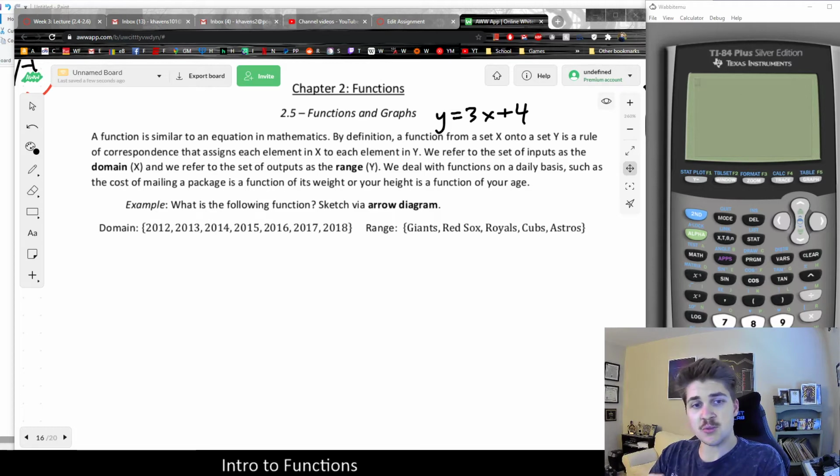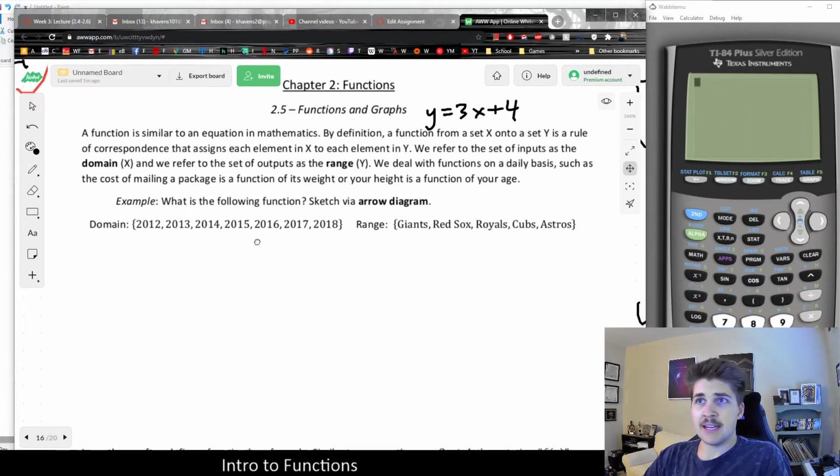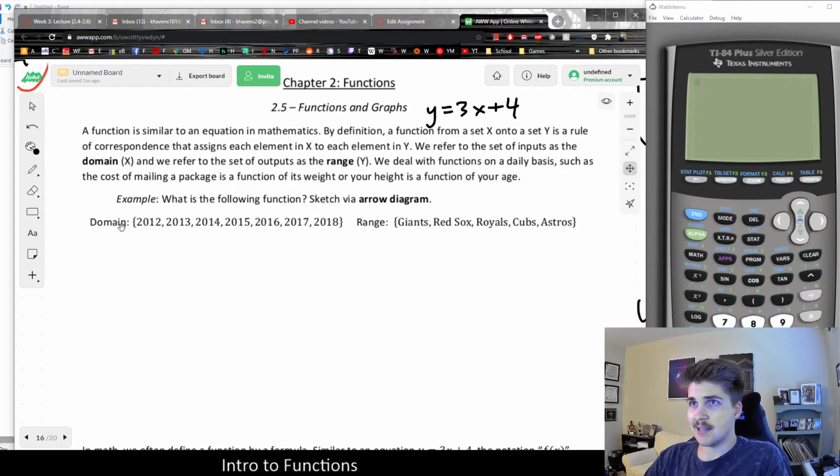We'll start off by just doing a generic example and talking about how we draw an arrow diagram and introduce that. But let's say we're looking at the example from the packet and we're given two sets of things. The domain is stated to be the set 2012, 2013, 2014, 15, 16 through 18. And the range that we're given is the set of Giants, Red Sox, Royals, Cubs, and Astros. And if you're not familiar, these are baseball teams.